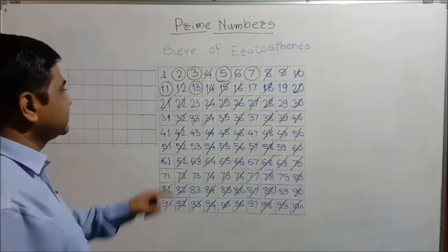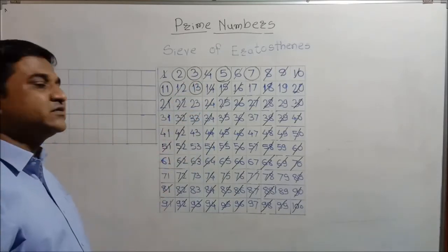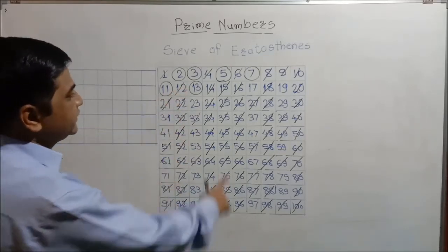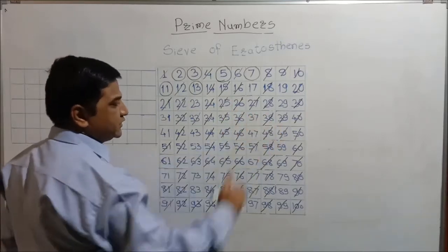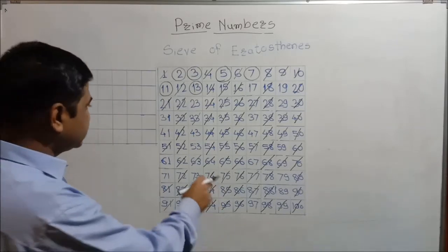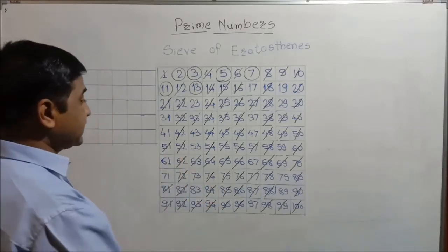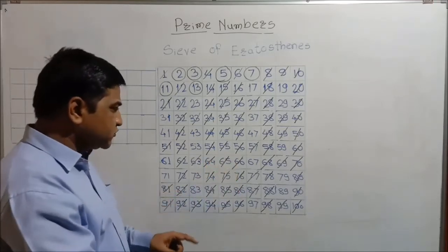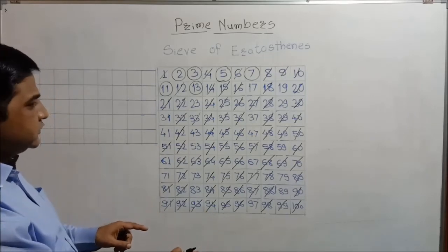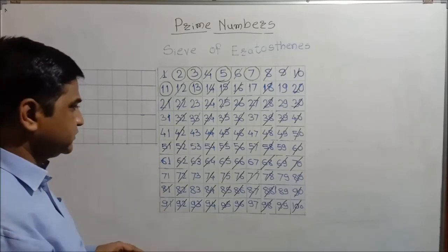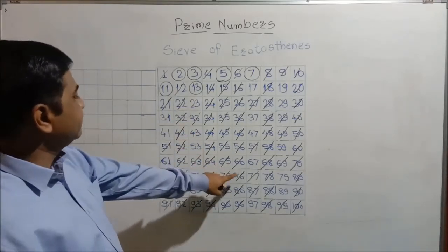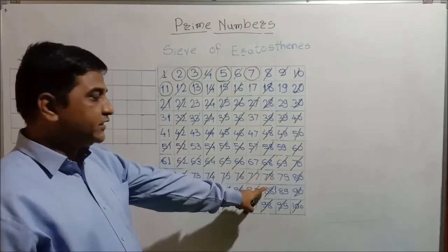We'll see whether any multiples of 13 are remaining, and we'll find that no multiples of 13 are remaining uncrossed. For example, 13, then 26, then 39, then 52 already cut, then 65 already cut. So all the multiples of 13 have already been crossed. Even after 65 we have 78, so 78 is also crossed.